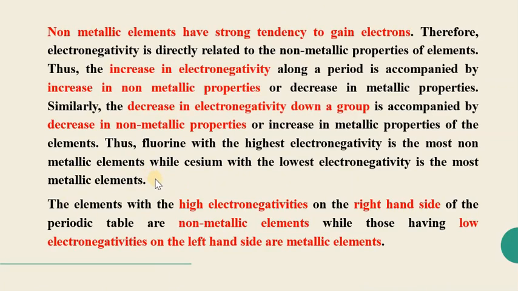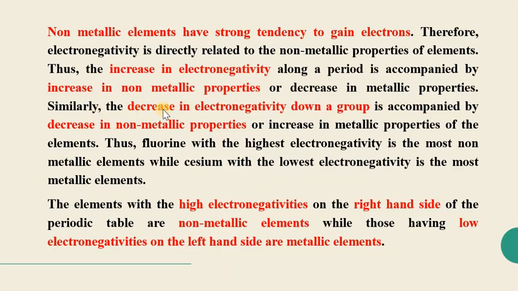Metallic property is related to electronegativity, and non-metallic elements have a strong tendency to gain electrons. It shows that electronegativity is directly related to non-metallic properties of the elements, and increase in electronegativity along a period is accompanied by increase in non-metallic character. That means when we move forward in a period, the electronegativity increases, and as electronegativity increases, the non-metallic properties increase. That's why the elements on the right side of the periodic table are mostly non-metallic in nature.